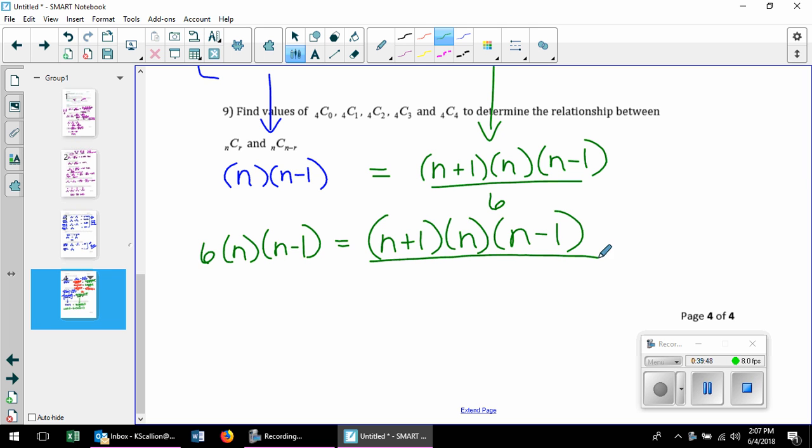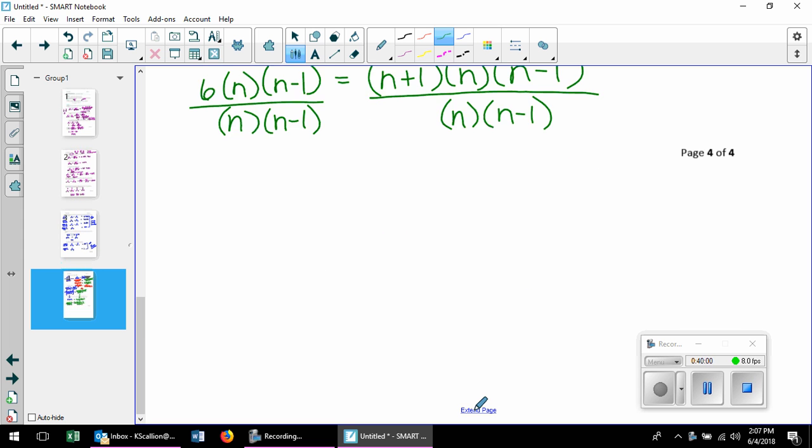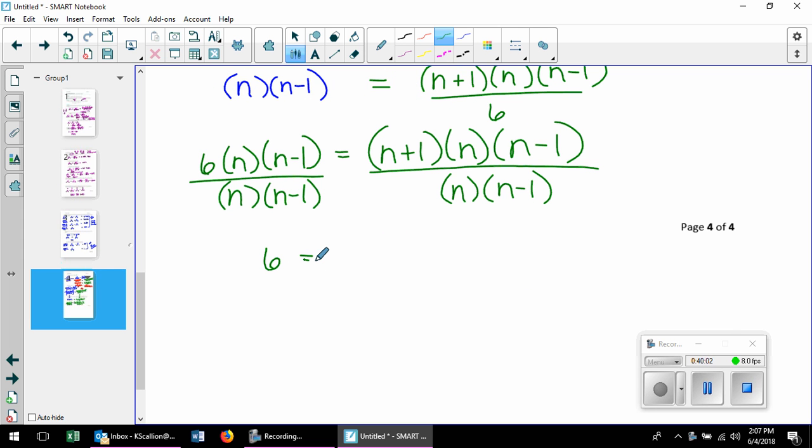I can divide this side by n minus 1. If I do it to this side, I have to do it to this side. Those are going to cancel each other out. I'm left with six on this side and n plus one.